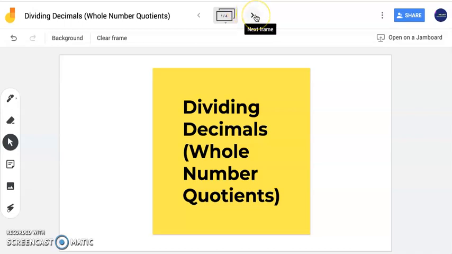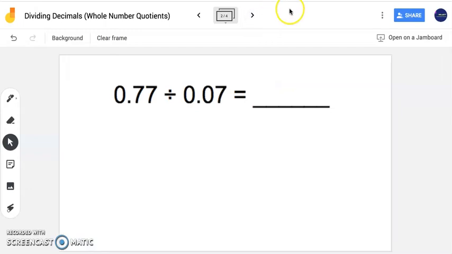Hello, this video is going to focus on dividing decimals with whole number quotients. In this first problem, you have 77 hundredths divided by 7 hundredths. The first thing you always want to look and see is, is there a decimal in my divisor? This is my divisor right here. This is my dividend. Now your goal is to find the quotient.